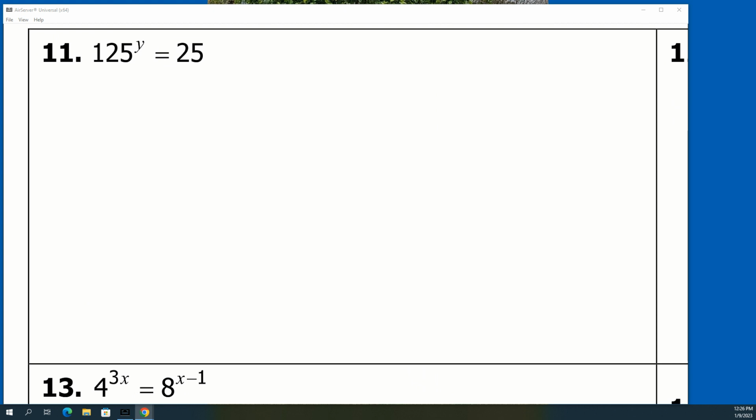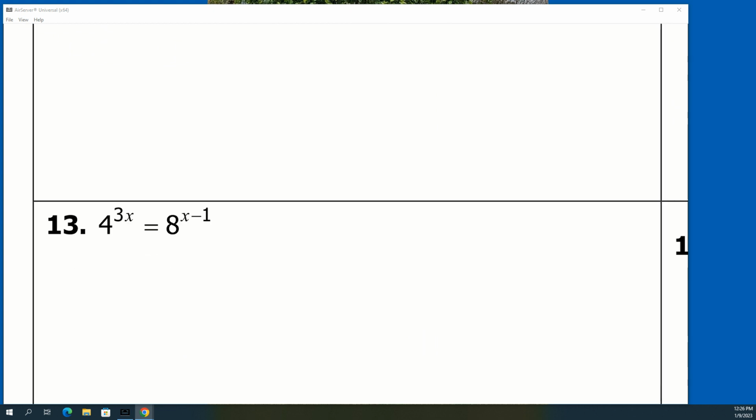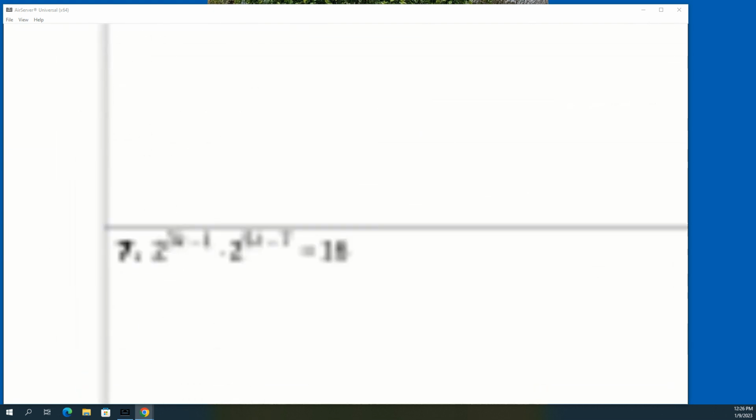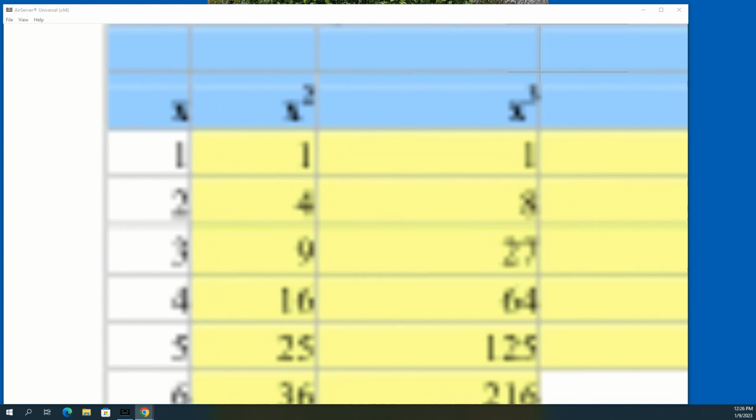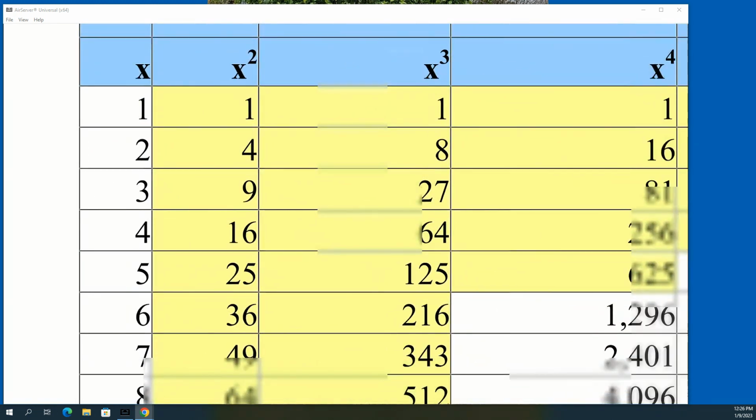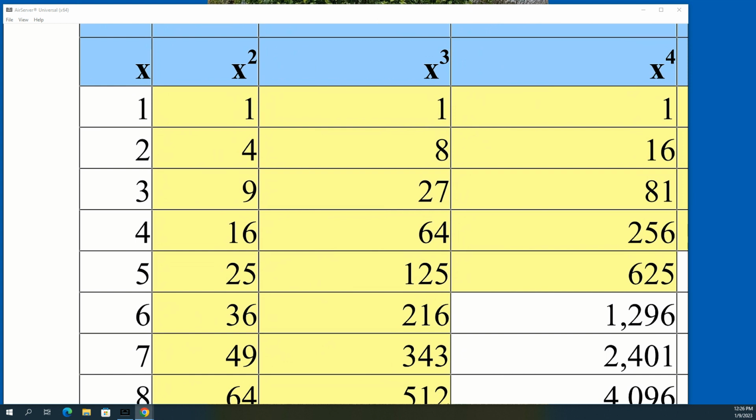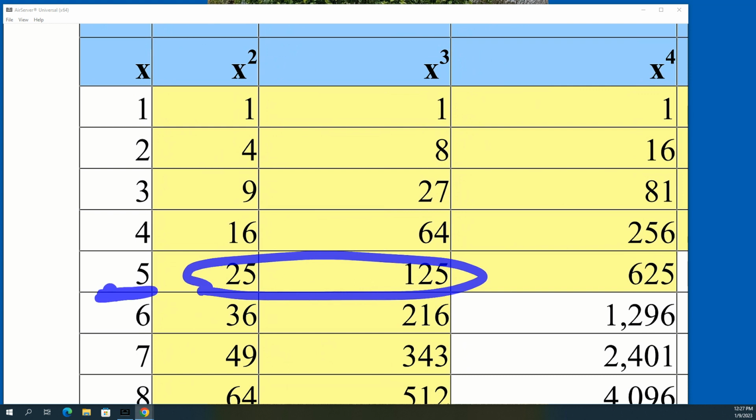And so on 11, we have 125 to the y equals 25. We want to write 125 and 25 with the same base. And like I said, we're going to have to change both of those numbers. So what I want you guys to do is look at your chart. What you're looking for is 25 and 125 in the same row. Do you guys see that? 25 and 125 in the same row? Yeah, so right here. That means the base that we're going to use is going to be 5. For 125, we're going to write it as 5 to the third power, and for 25, we're going to write it as 5 to the second power.